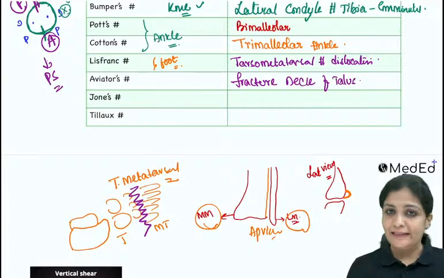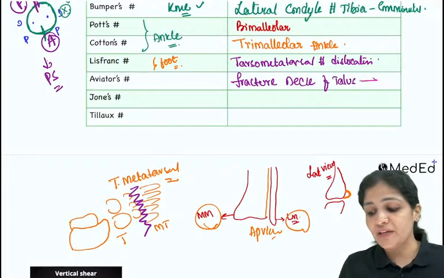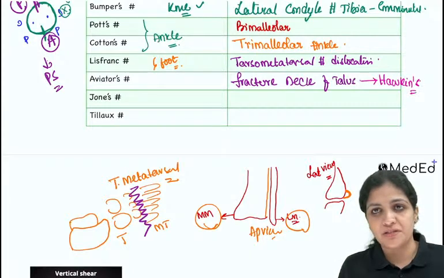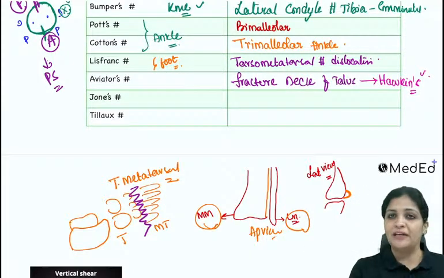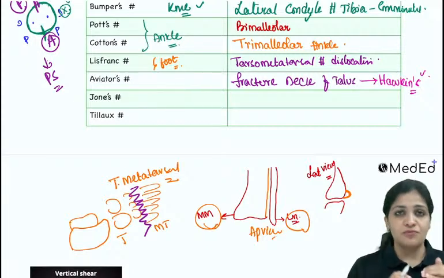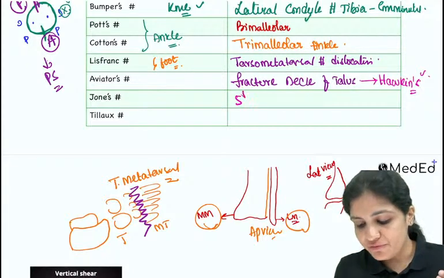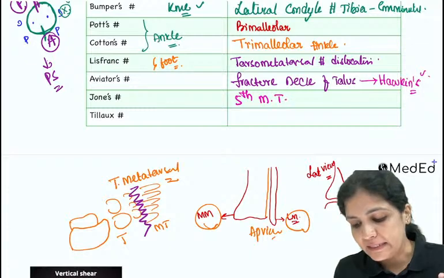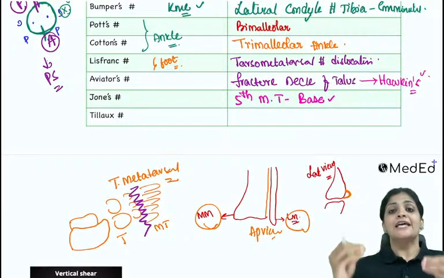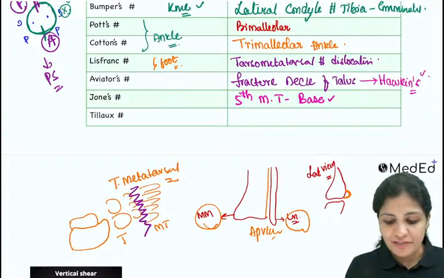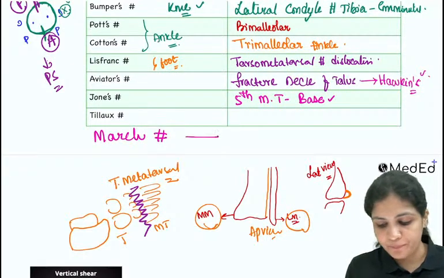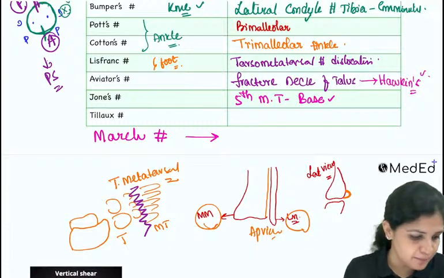Recently they have asked what is the classification of this. So it is the Hawkins classification, which we give for fracture neck of talus. Then what is Jones fracture? Jones fracture is a fifth metatarsal base fracture. Fifth metatarsal base is Jones fracture. Now can somebody tell me what is March fracture? What is March fracture?